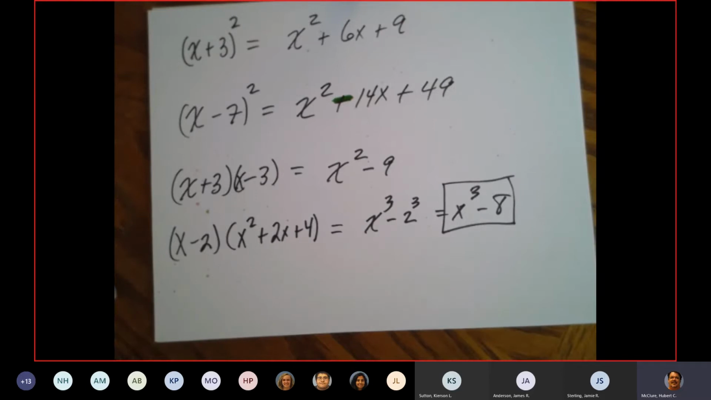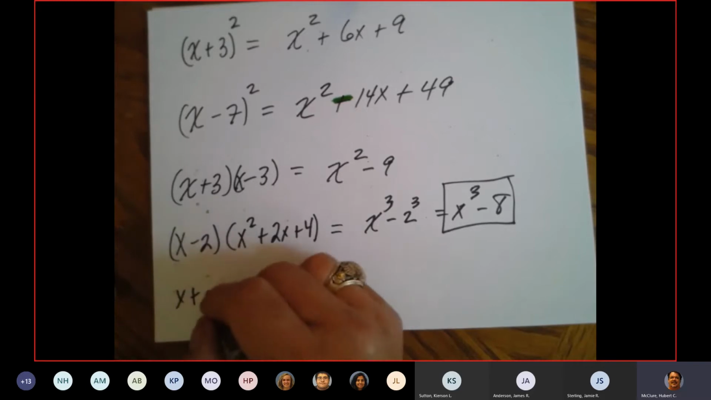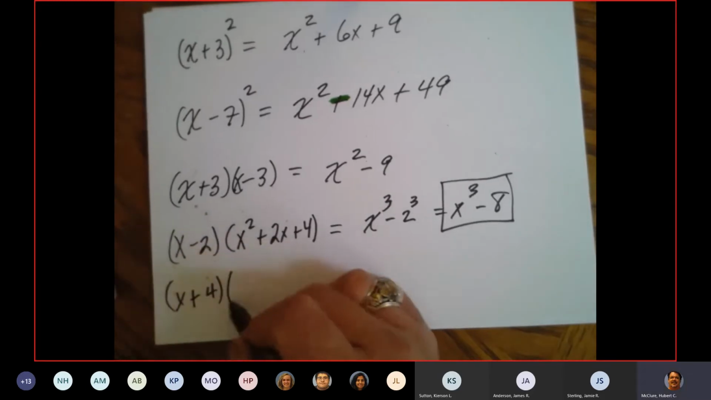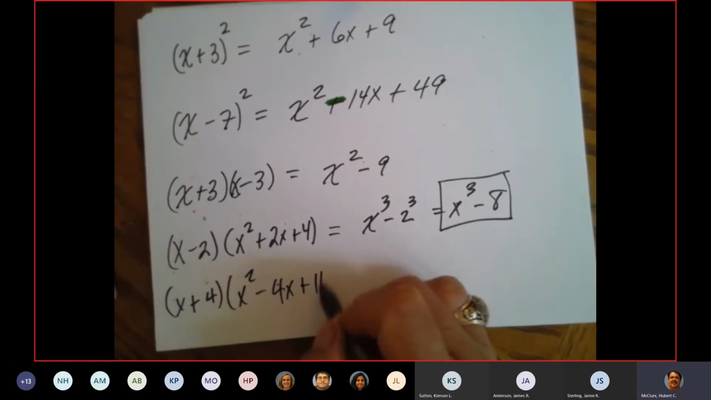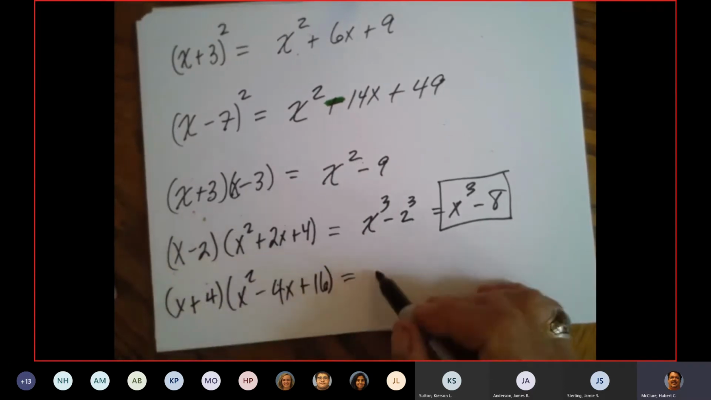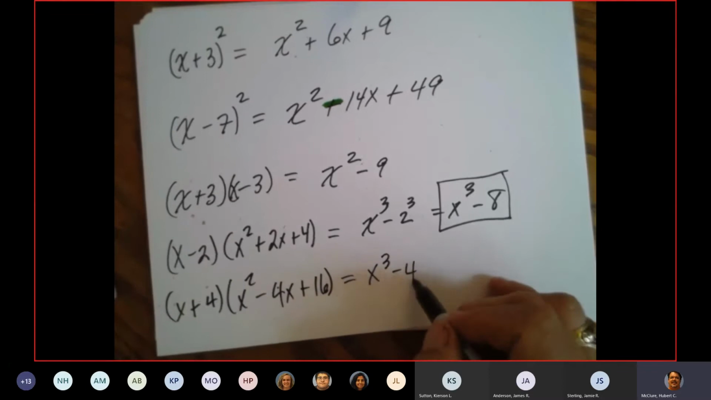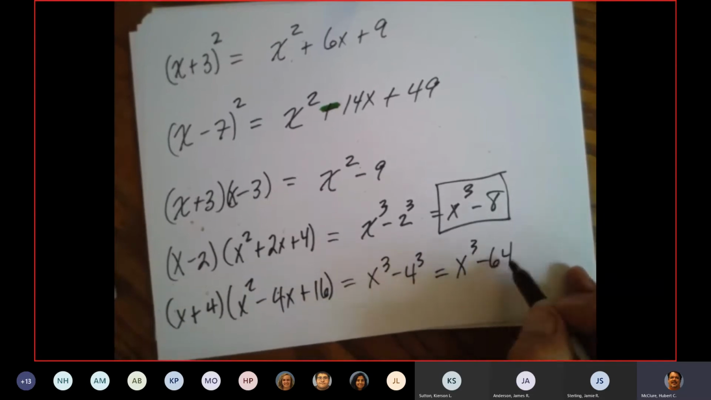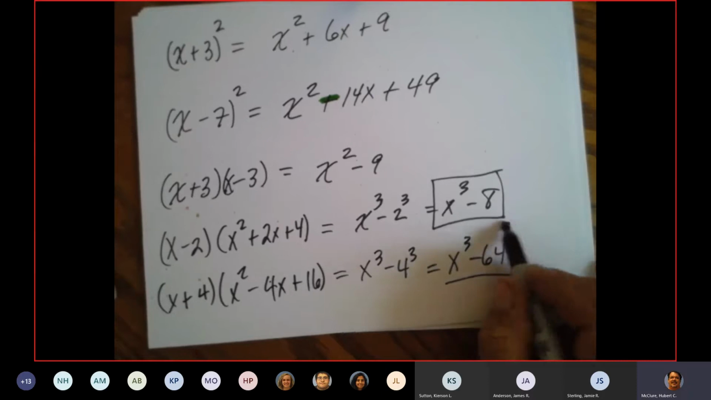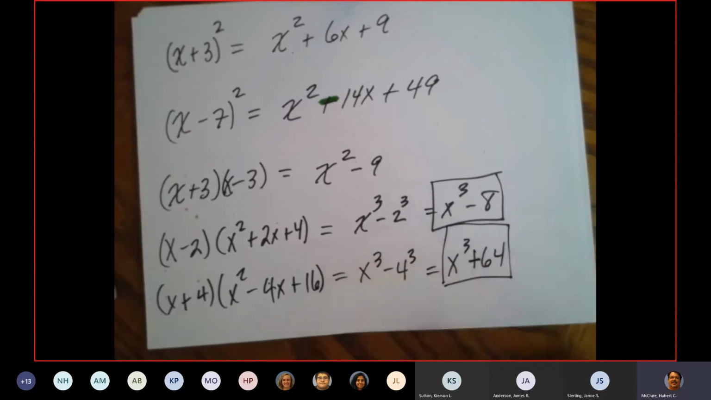And if you have another one, that'll be (x + 4) times (x squared - 4x + 16), which is x cubed minus 4 cubed, which is equal to x cubed plus 64. Plus, dang it. Okay.